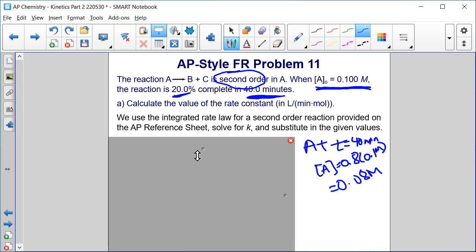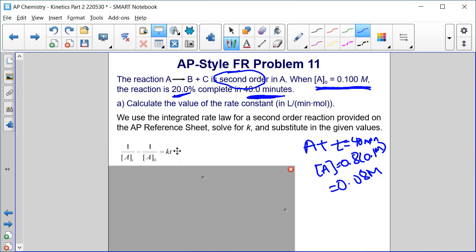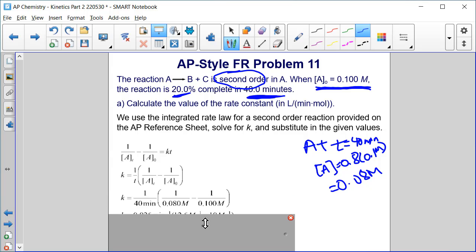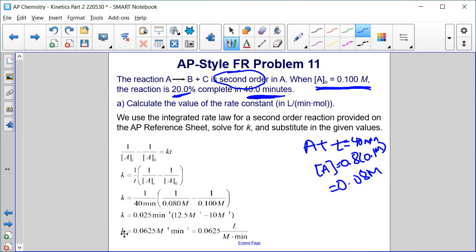Okay? So on your equation sheet, you can find the integrated rate law for a second order reaction, and then we can plug in the values that we are given. I rearranged to solve for K, and for time I put in 40 minutes. The concentration at 40 minutes is 0.08 molar. So 1 over 0.08 molar minus 1 over the initial concentration, 0.100 molar. Then K is equal to 1 over 40 minutes times 12.5 minus 10, which is 0.0625 inverse molarity, or liters per mole per minute.